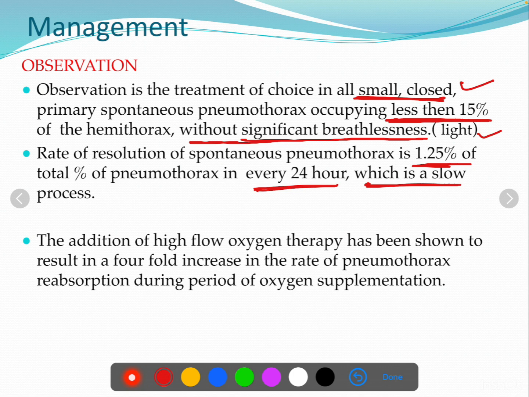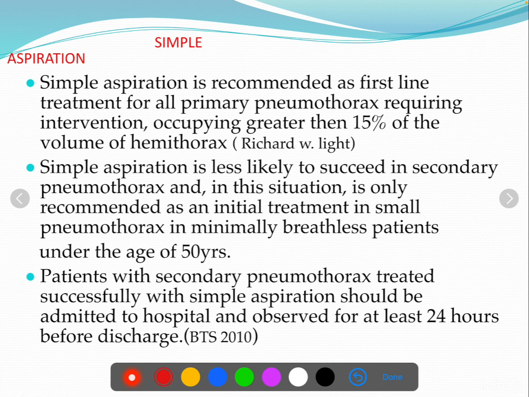Very, very important. The addition of high flow oxygen therapy has been shown to result in a fourfold increase in the rate of pneumothorax resorption. If we give a patient high flow oxygen, resorption can increase 4 times. So we should give oxygen supplementation to a patient with primary spontaneous pneumothorax who is on observation.